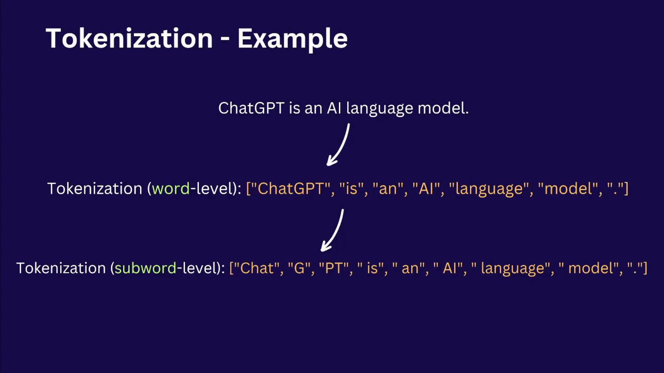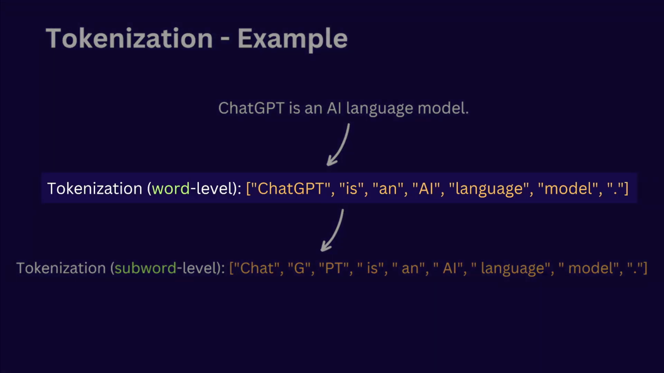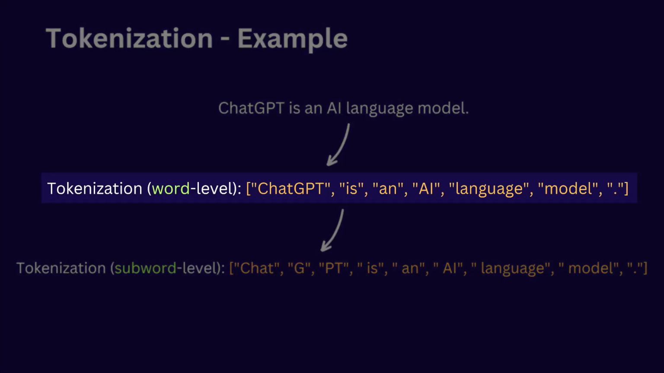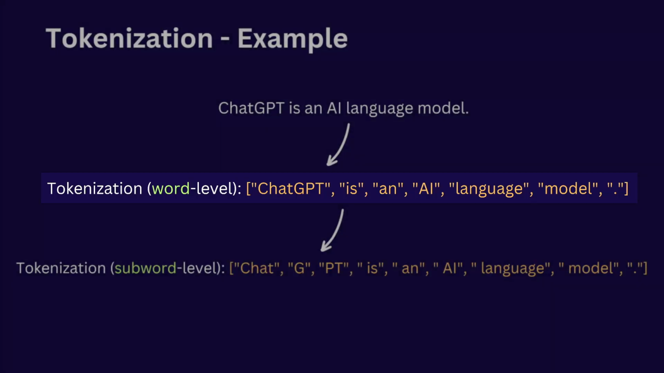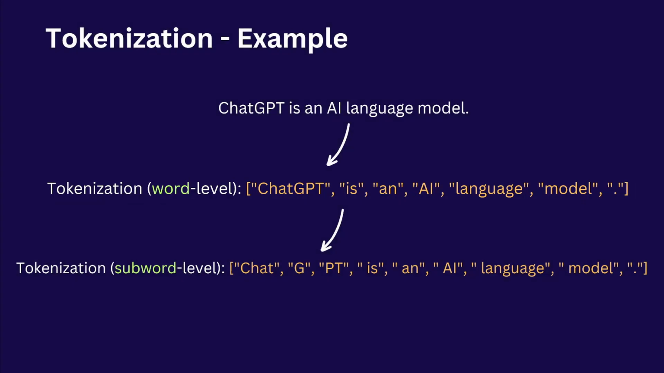So we have the first level, the word level tokenization. And you can see that here, each word is a different token. We have ChatGPT. This could be a JSON file. So the first token is ChatGPT. The second one is "is". The third one is "an". The fourth one "AI". The fifth "language". The sixth "model". The seventh is the full stop. Punctuation also matters here.